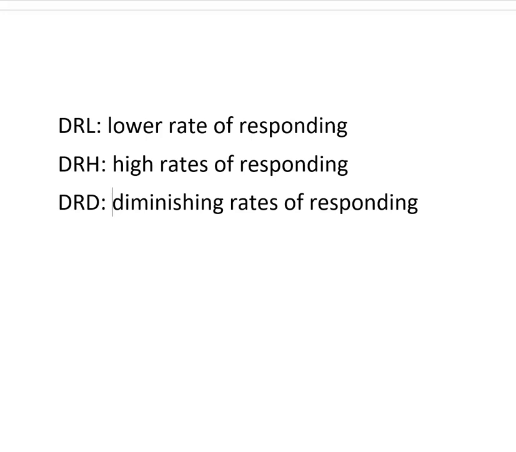Now DRH is the other way around. So the student or the child must engage in a specific behavior at a higher rate than baseline in order to get the reinforcement. Okay.